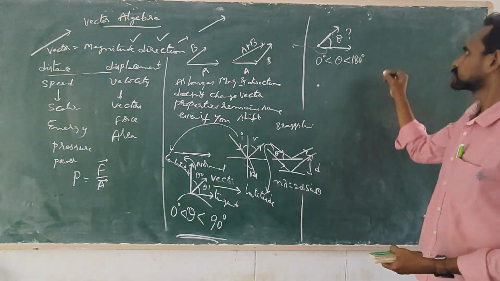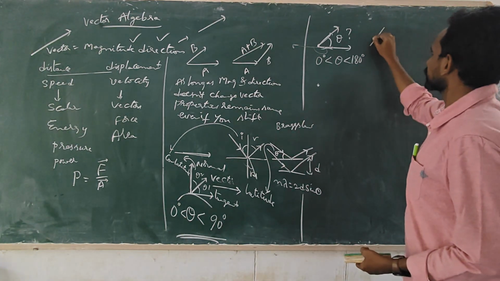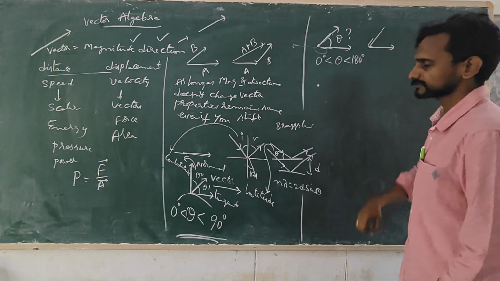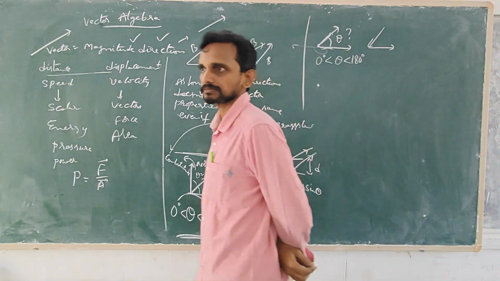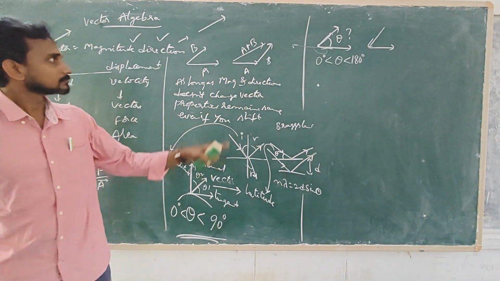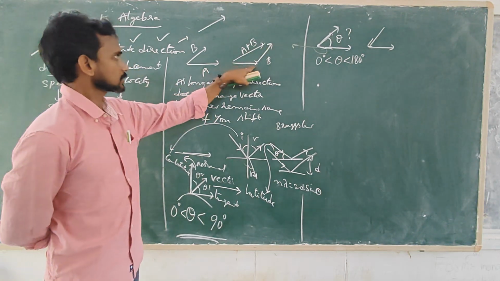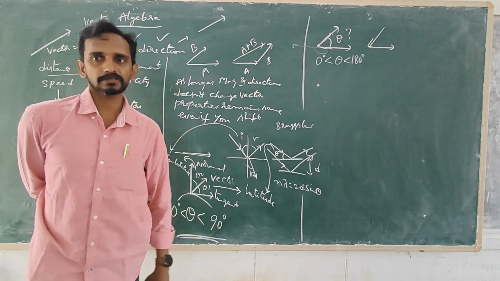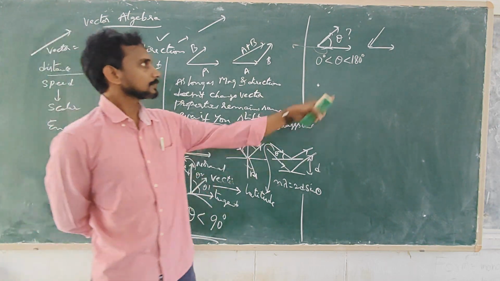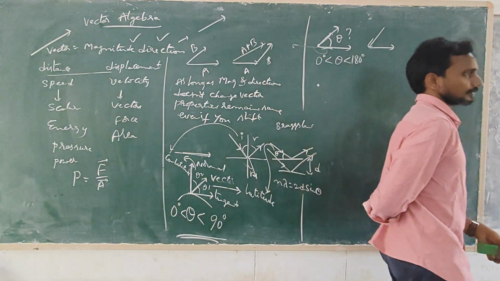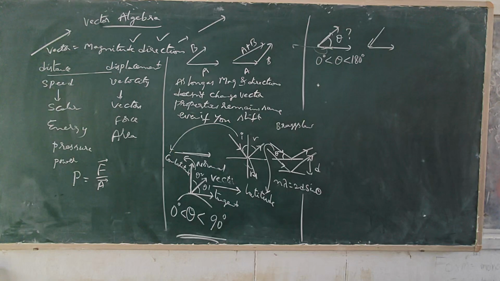Okay. So what if we have a pair of vectors like this? One is a converging vector, another is a diverging vector. What is the angle between them?